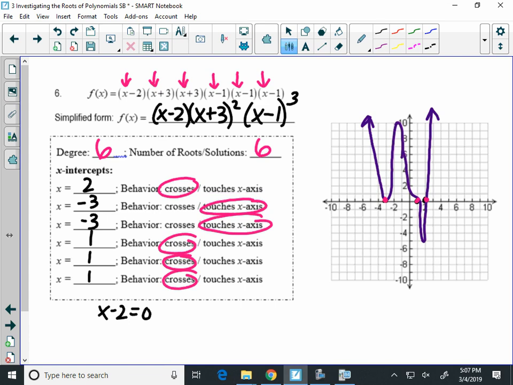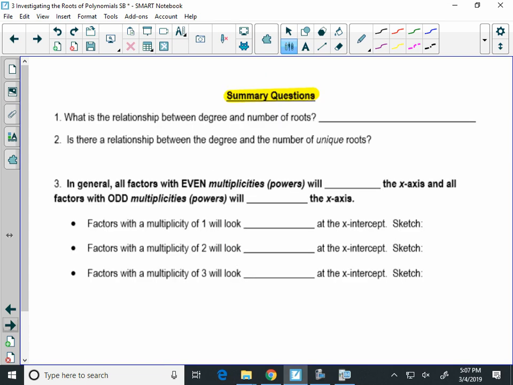So what did we just discover? We just had a bunch of factor forms and looked at graphs and talked about where things cross and don't cross. So what does that actually tell us about polynomials? Well, first of all, what's the relationship between the degree and the number of roots? Well, we learned this in the first lesson. They are equal. When we had a degree of 6, we ended up with 6 solutions.